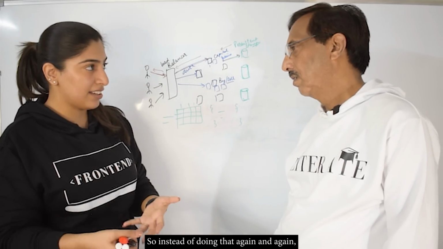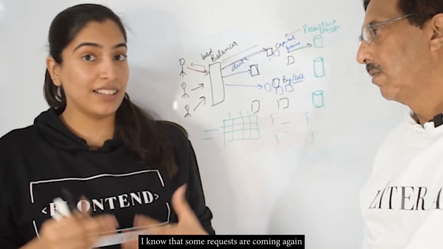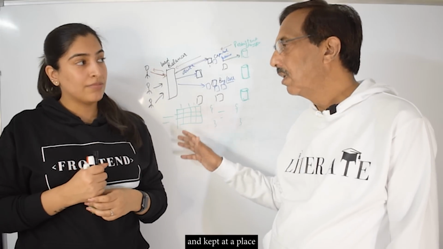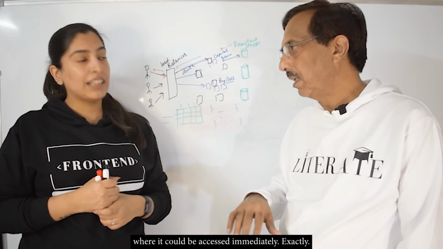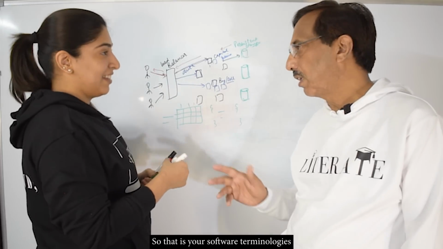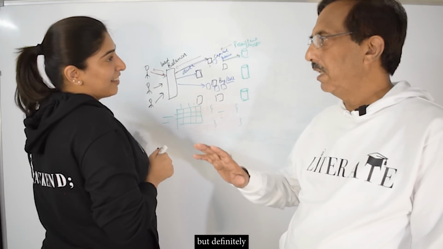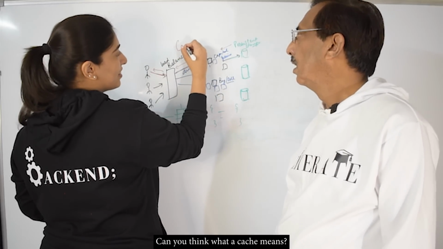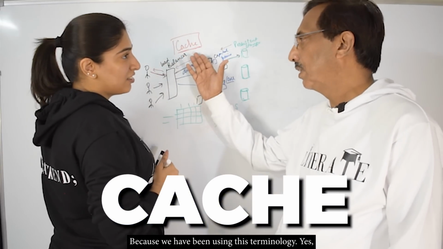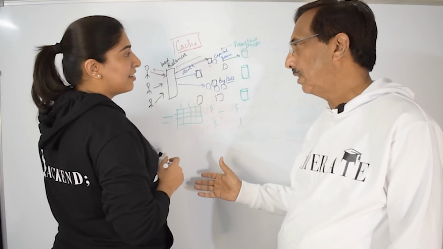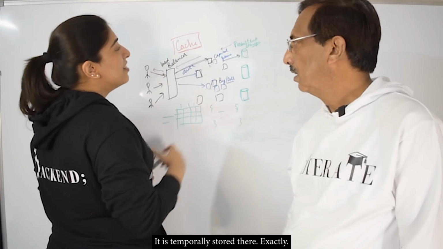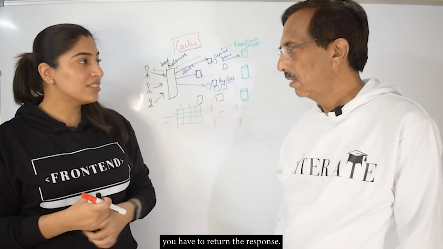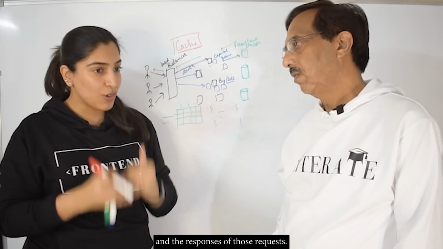So instead of doing that again and again, if I am smart, I know that some requests are coming again and again. That can definitely be analyzed and kept in a place or a system where it could be accessed immediately. In software terminology, can you think what a cache means? Yes, the data available in the cache is temporarily stored there. Exactly. So some requests are coming to you again and again, and you know you have to return the response, so you can cache those requests and their responses.